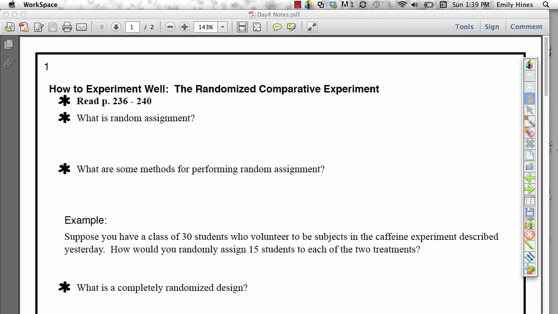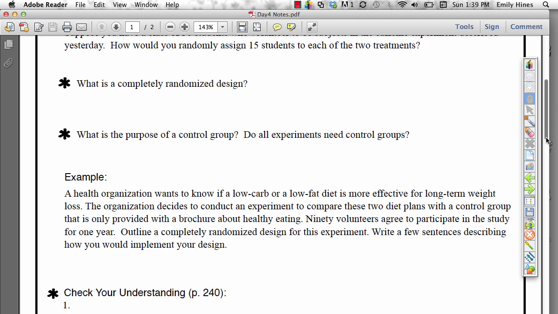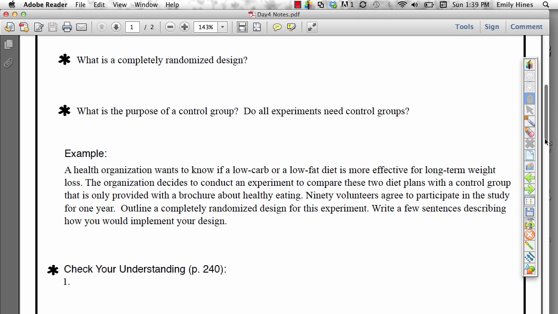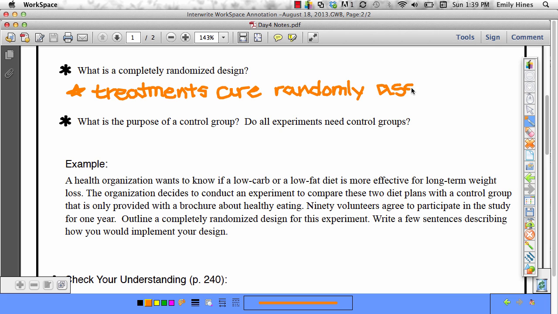So now the question is, what is a completely randomized design? A completely randomized design is the experiment equivalent of a simple random sample. Basically, you take all of your subjects and you take the treatments and you randomly assign every subject to a treatment. So in a completely randomized design, the treatments are simply randomly assigned.